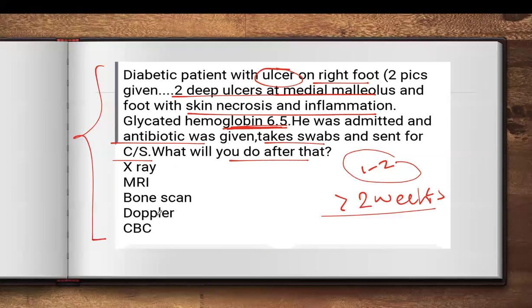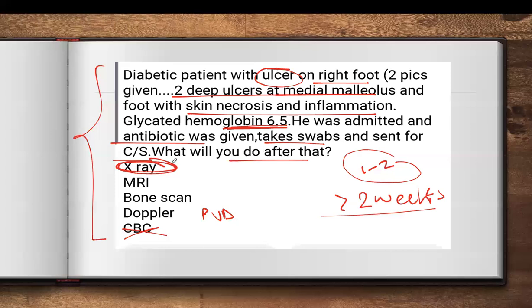X-ray, MRI, bone scan, Doppler, CBC. Complete blood count has nothing to do with it. Why Doppler? Doppler can be done to find out the blood supply of that area to rule out peripheral vascular disease. But that's not our first thing. It is an adjunctive investigation. We would do it later, but not now. Our first thing is to do an X-ray.